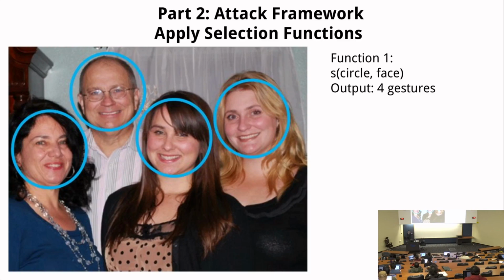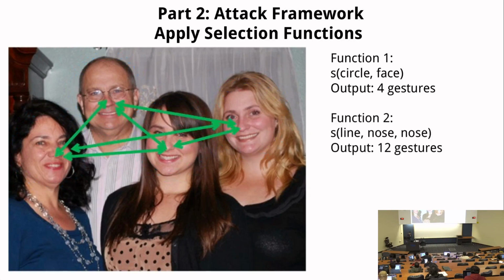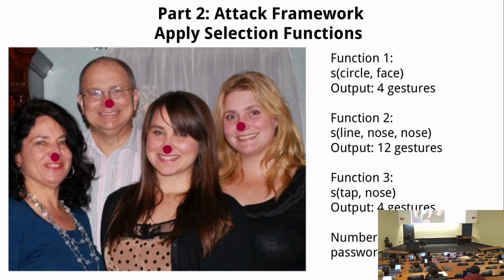How do we really generate the password? What we do is we apply those selection functions back to the picture. Let's say the first function here is circle face. Then we apply this function back to this picture. What we get is four gestures because there are four faces, right? Then the second function is line two noses. Then we generate another 12 gestures. The third one is tap nose. We generate another 4 gestures.